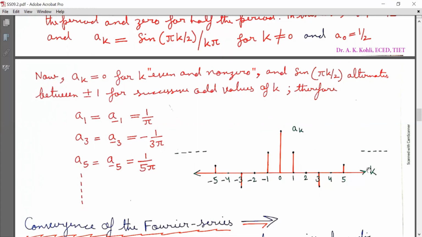Now I have plotted ak with respect to k. Now a0 is equal to 1 by 2 here. Now a1 is 1 by pi, a-1 is also 1 by pi. Now a3 is minus 1 by 3 pi, a-3 is minus 1 by 3 pi, and a5 is 1 by 5 pi, a-5 is 1 by 5 pi, and so on. So this is the representation of Fourier series coefficient ak with respect to k.